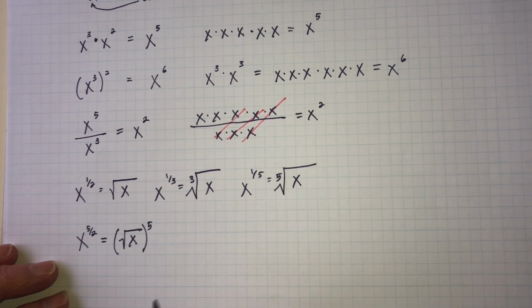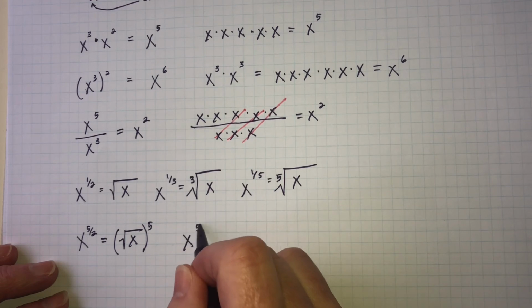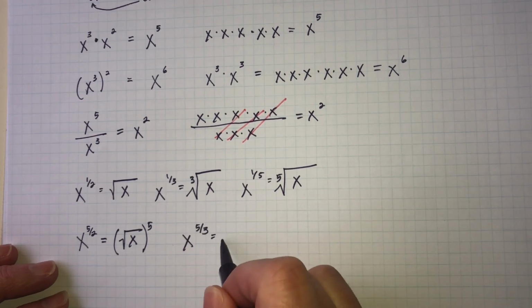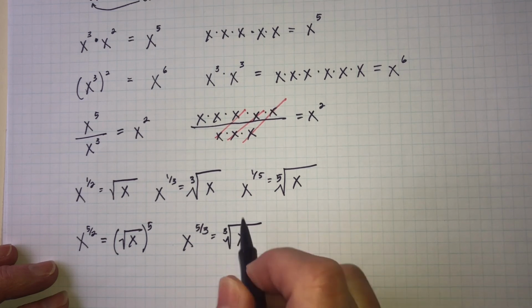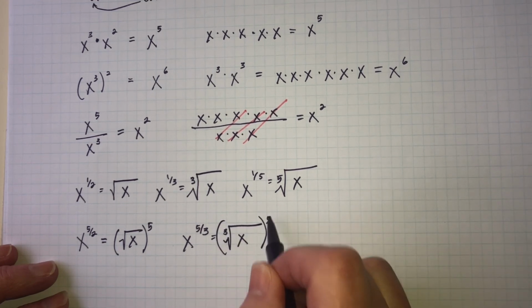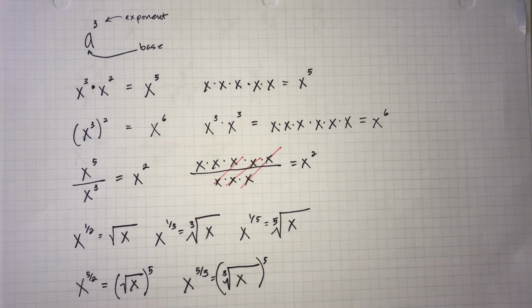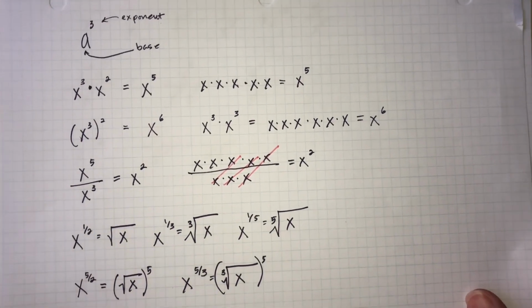If it was x to the 5/3, we can write cube root of x all raised to the 5th power. So those are the basic rules for working with exponents.